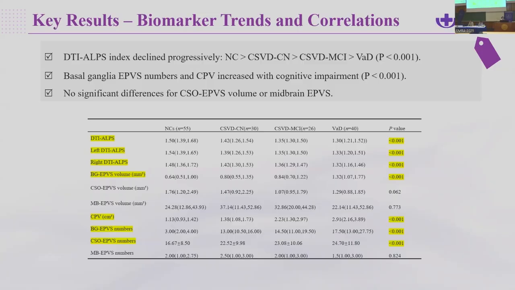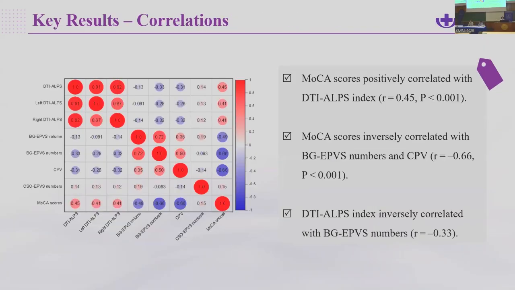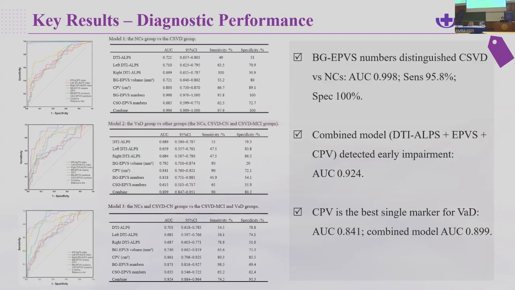There was no significant difference for CSO-EPVS volume or midbrain EPVS. The MoCA scores positively correlated with the DTI-ALPS index and inversely correlated with BG-EPVS number and CPV. The DTI-ALPS index inversely correlated with BG-EPVS numbers. The BG-EPVS numbers distinguished CSVD from controls, as shown here. The combined model detected the early impairment with the highest AUC, and the CPV is the best single marker.